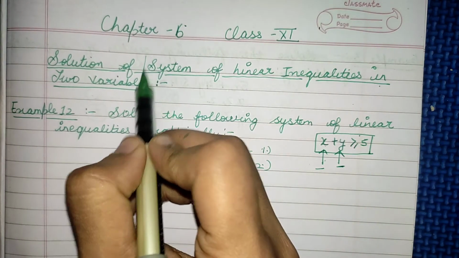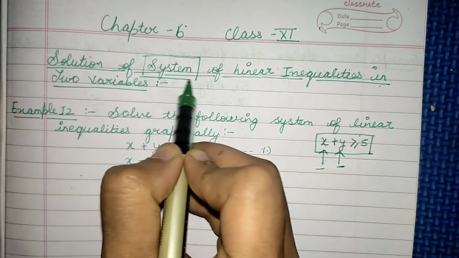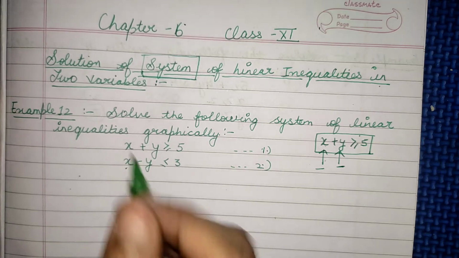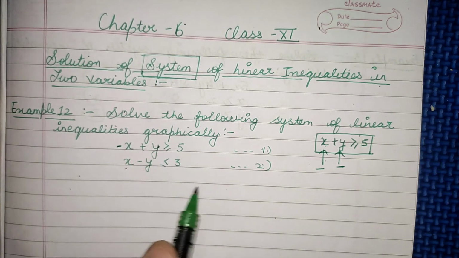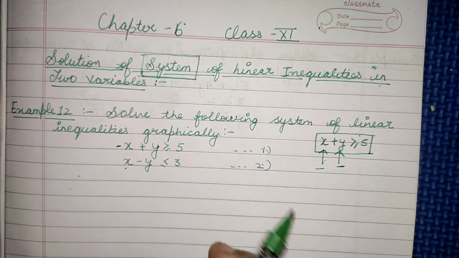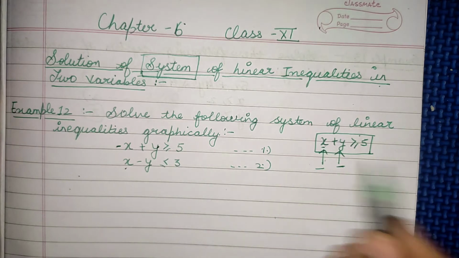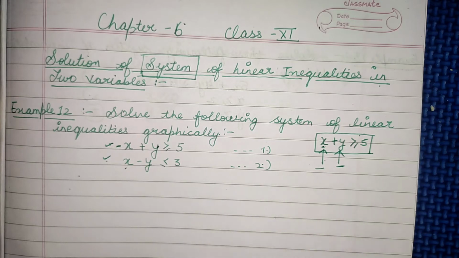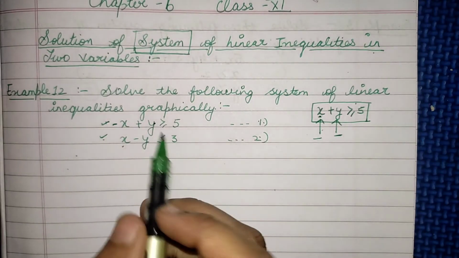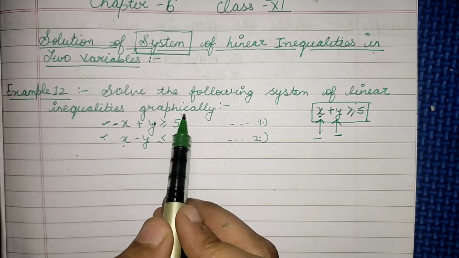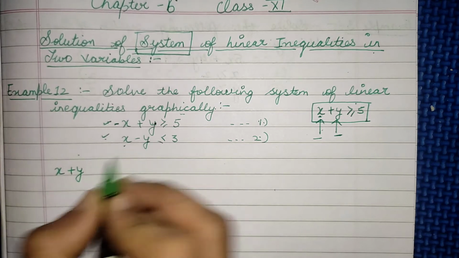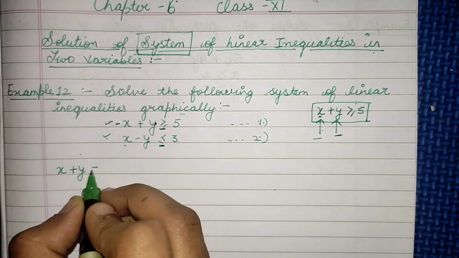But now we are dealing with a system of linear inequalities, which means there will be more than one inequality given to us, in two variables. The process is going to be the same as in the previous video, the only difference is that this time there will be more than one inequality. Whenever we have to solve such inequalities and represent them graphically, we first forget about the inequality symbol.